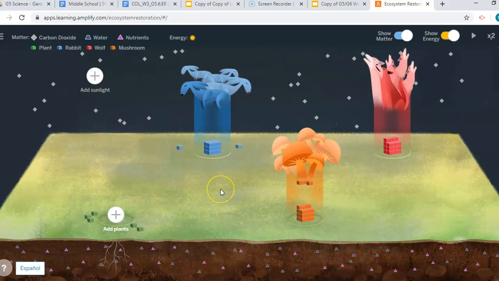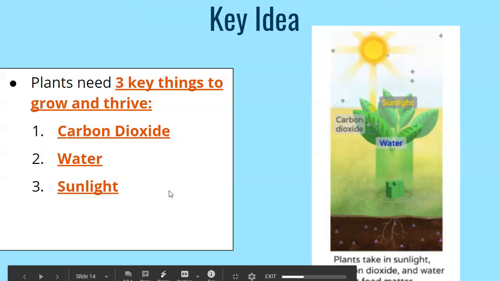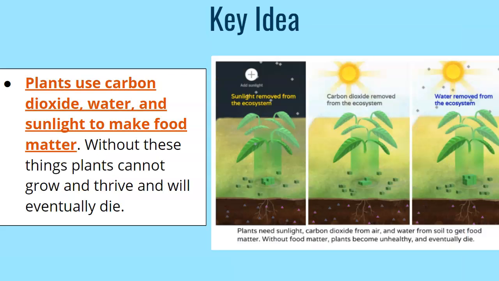Okay, so we just looked at our simulation where carbon dioxide, water, and sunlight were all removed. So remember, plants need three key things to grow and thrive: carbon dioxide, water, and sunlight. Plants use carbon dioxide, water, and sunlight to make food matter. Without these things, plants cannot grow and thrive and will eventually die.